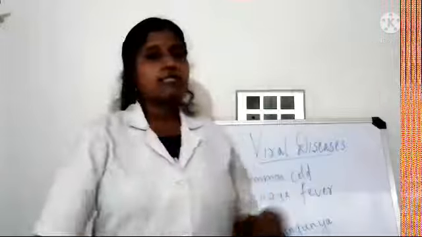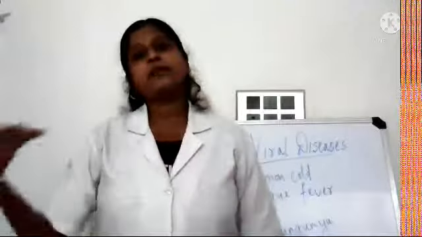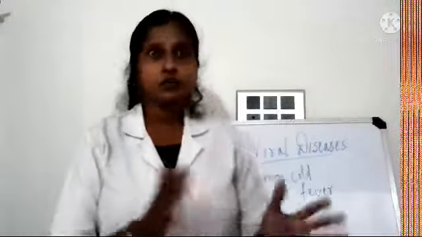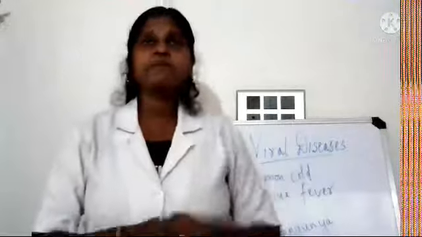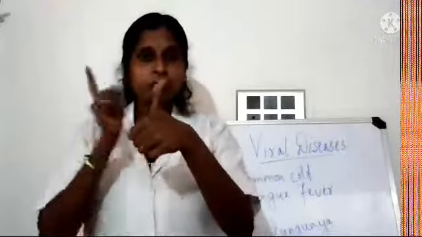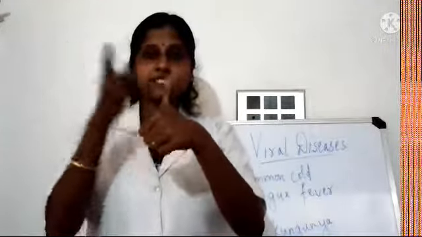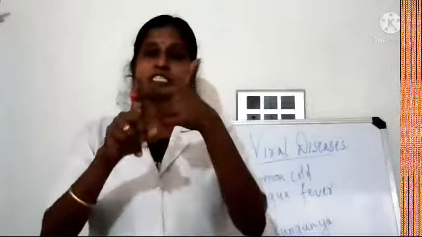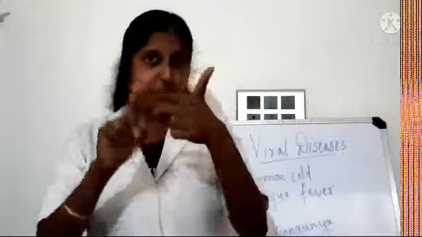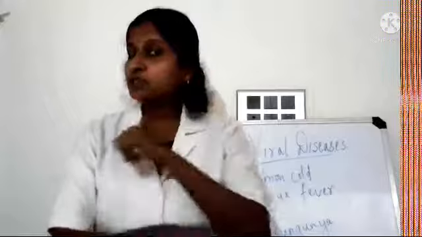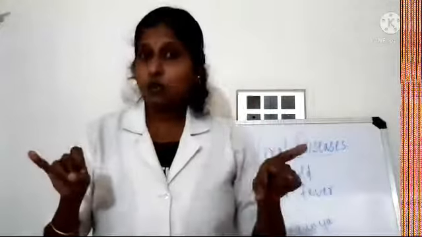Okay. So let's go for just a small recap of what we have learned till today. From the beginning, we are starting with human health and diseases. First we discussed health. What is health? State of complete physical, mental and social well-being. What is disease? Any condition which interferes with normal functioning of our body. Then we discussed two types of diseases. What were they? Infectious and non-infectious.